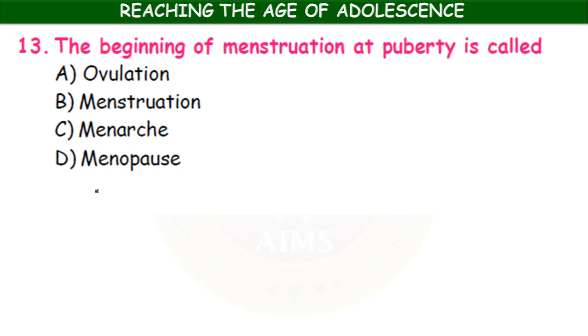The beginning of menstruation at puberty is called ovulation, menstruation, menarche, menopause? It is menarche. The first menstruation is called menarche.